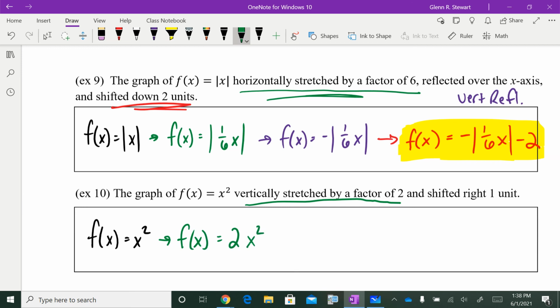And then shifted right 1 unit. That shifted right 1 unit, that means that we're going to have a 1 on the inside. And because it's right and it's a horizontal movement, we're actually going to have a negative 1 on the inside as well. So this is going to now become f of x equals 2 times x minus 1 squared.